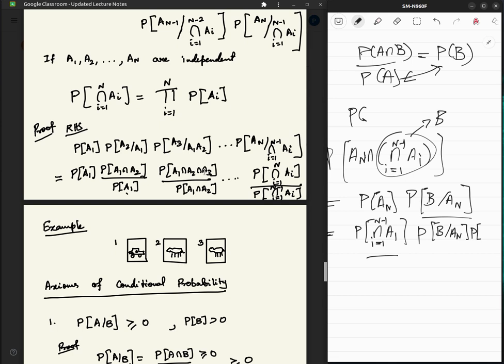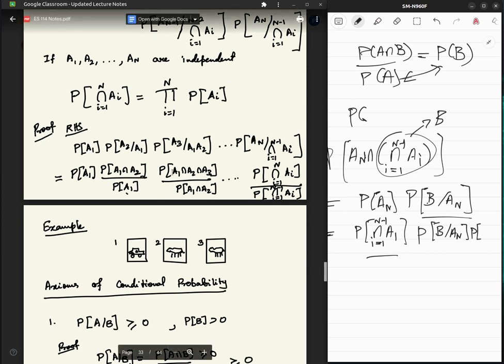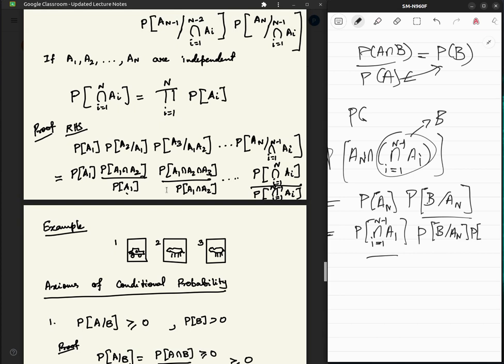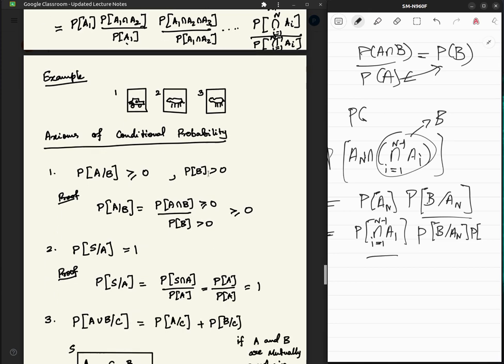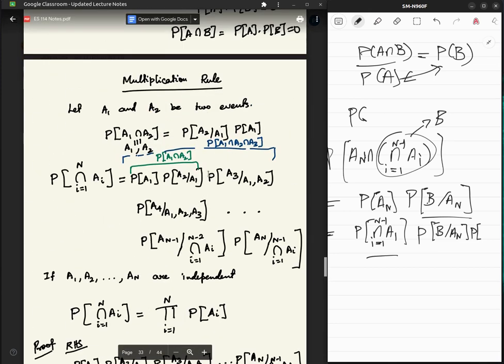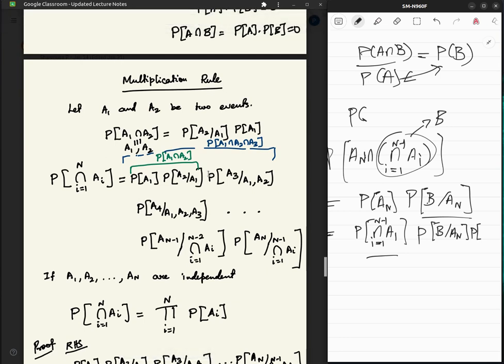Distributed, unfortunately. No, I don't know. How did he conclude that this thing is the same thing as the probability of A3? That would only happen if A1, A2 was independent of A3, but he didn't prove that. There's probably a better proof somewhere on the net. Fine, and I'm just going to keep going. It's going to be independent of this.